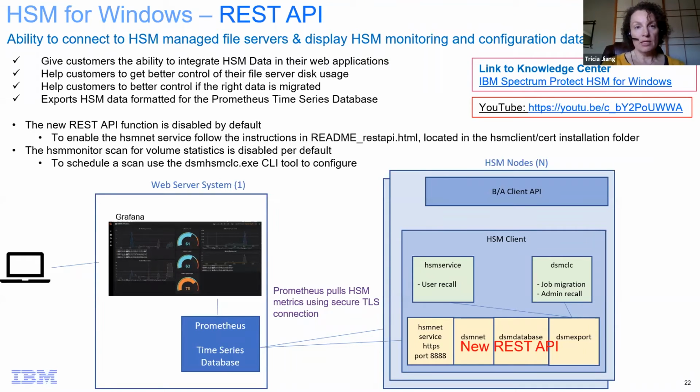Well, the great thing about what was introduced with this REST API is that now we can extract a lot of the information about the types of migrations and the types of recalls that are happening, and we can monitor them either through Grafana or Prometheus. I love this because we're always getting asked for the ability to do monitoring. I know we have a lot of great options out there for our customers to use with third-party products, but if a customer just wants to try it out with Prometheus or Grafana, you're going to see us introducing more of this type of functionality, not only in HSM for Windows, but in our other components as well.